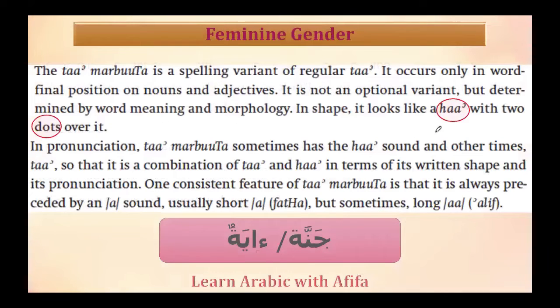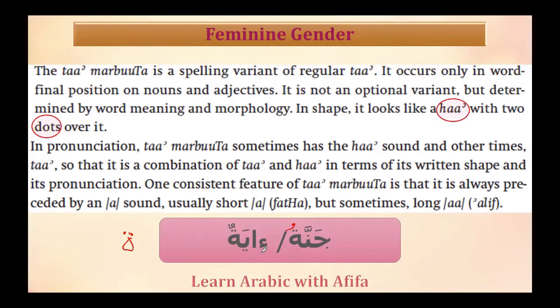Now, we already talked about ta marbuta. This is just telling you here that it looks like a ha with two dots on top of it. And the reason is because when you stop on it, for example, you are going to pronounce jannatun, right? If you keep going, you're going to say jannatu. But if you stop, you're going to say jannah. If you stop when you're reciting the Quran, you just say jannah. So that's where the ha sound comes from. But if you keep going, you're going to pronounce the ta.